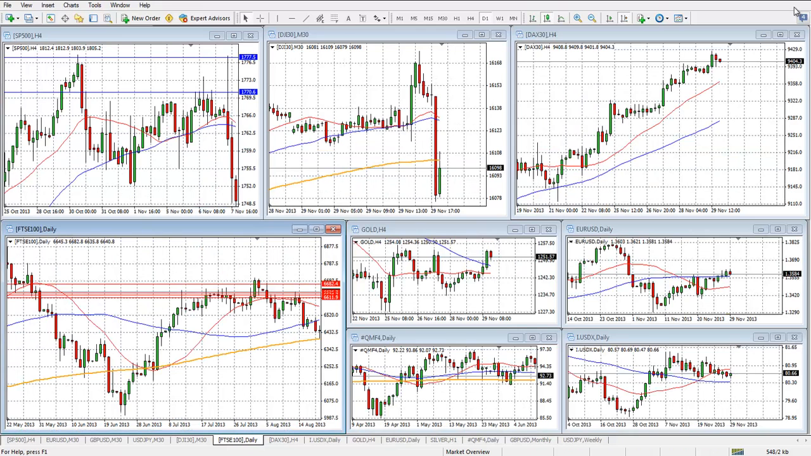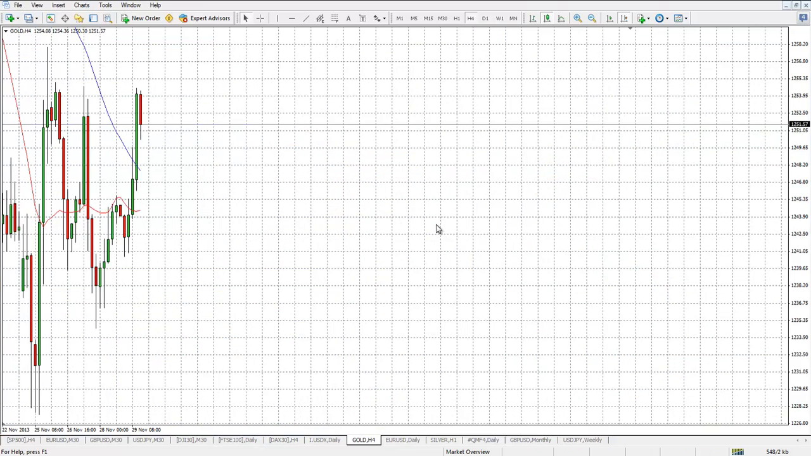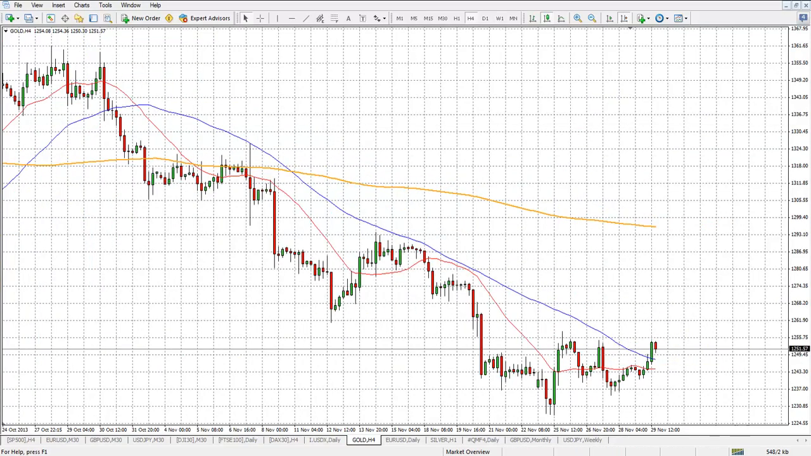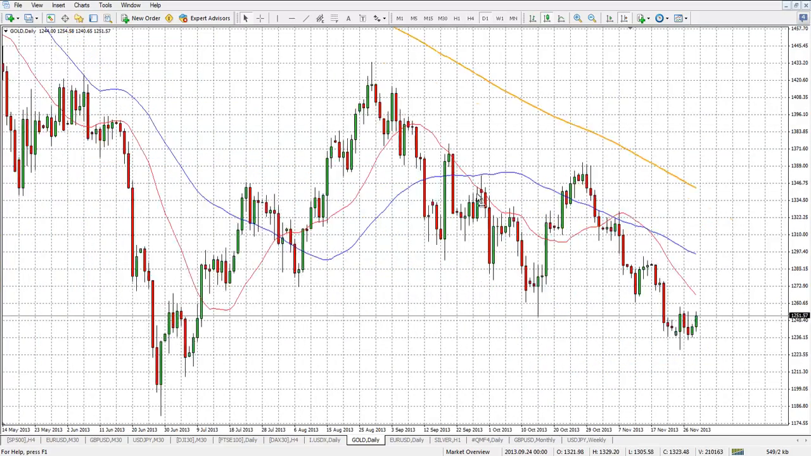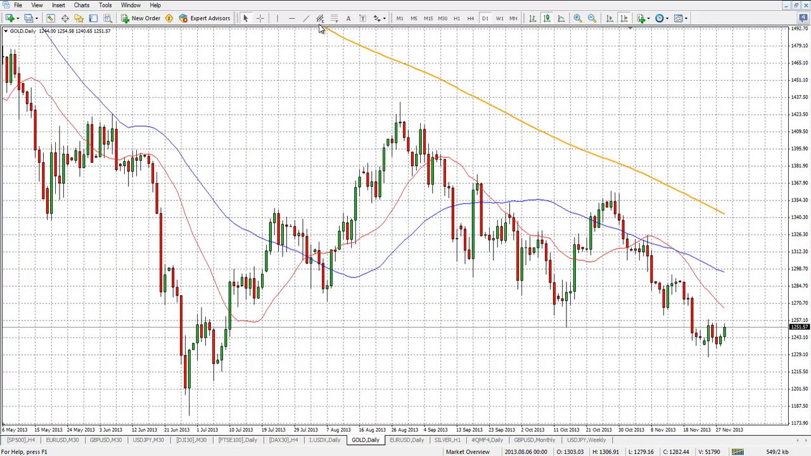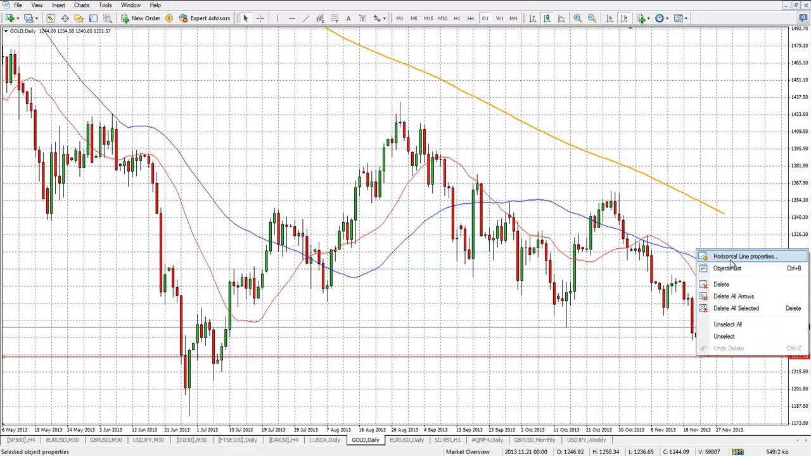We can look at the gold very briefly. Daily chart of gold. For me, a very significant level of support is here, which is the current low.